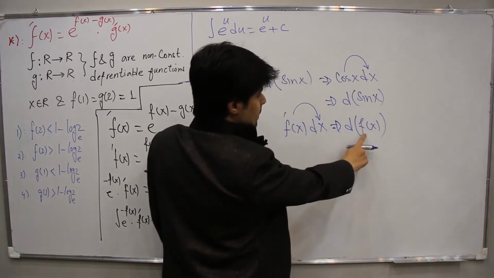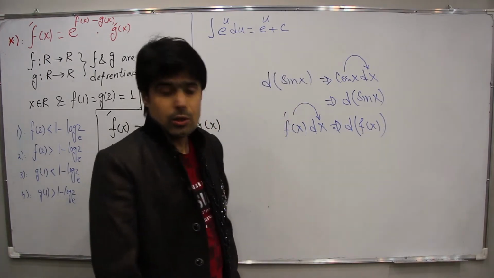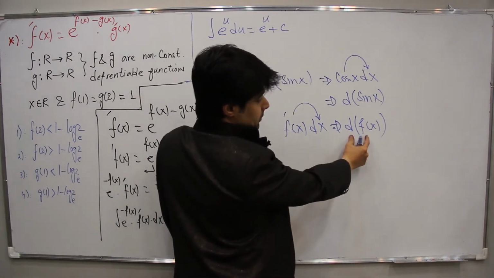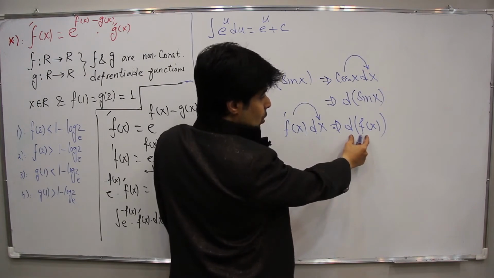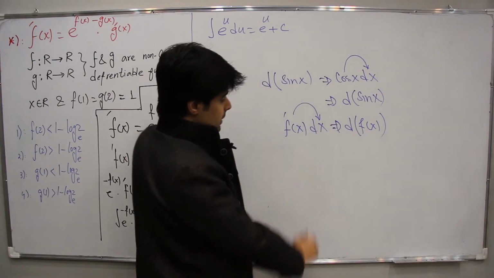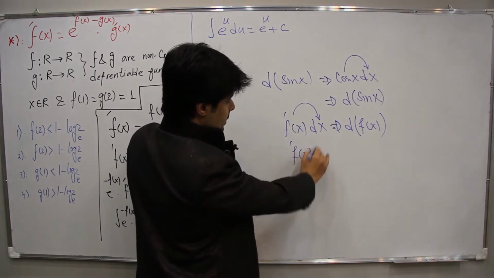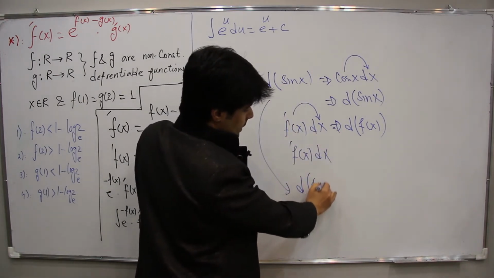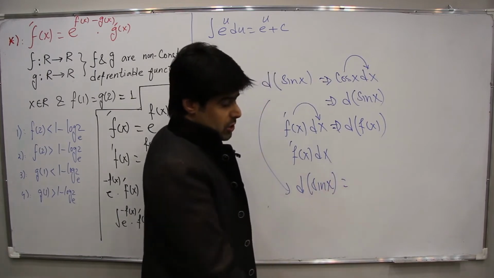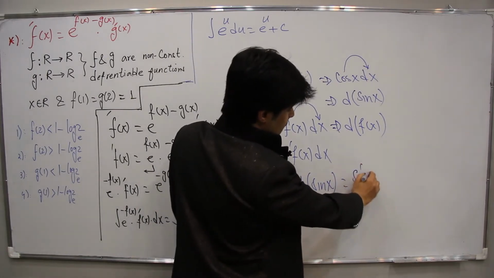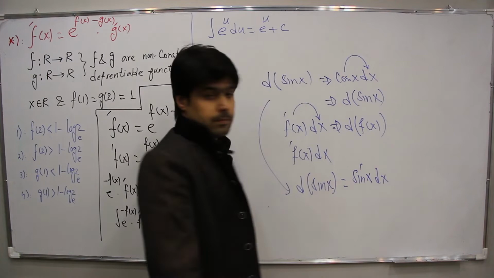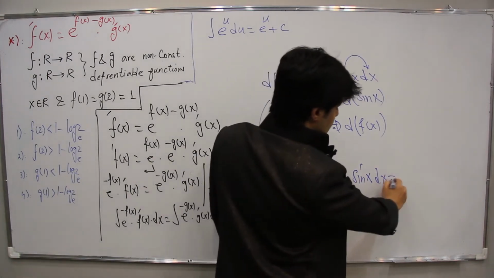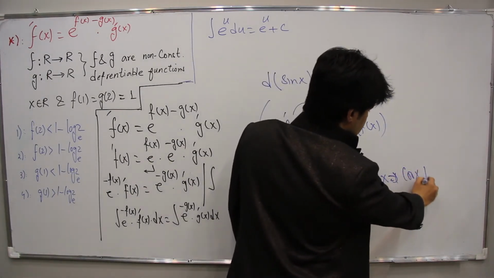Now what do you mean by d(f(x))? It means you have to differentiate this f(x). So what's the differentiation of f(x)? It is f'(x) dx, like this one. If we have d(sin x), now what's the differentiation? It is sin'(x) dx. Now we write sin' like cos x dx.